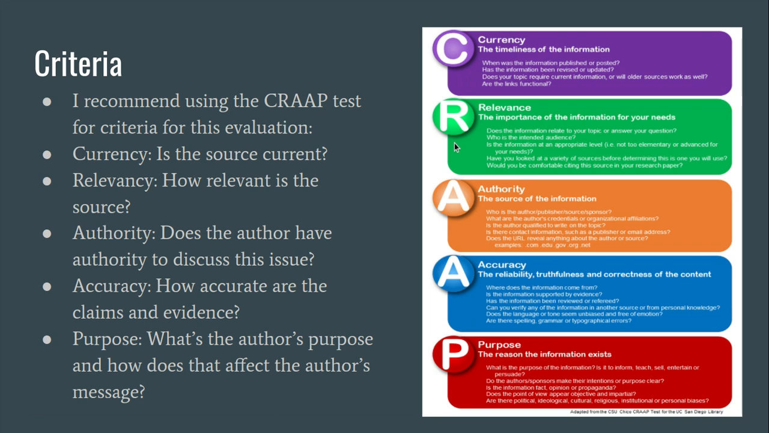The relevance should also be there. So you want to make sure that the information in that particular source is relevant and applicable to your needs, right? Authority refers to the author and their sources. So does the author have the authority to discuss this issue? And is the information that they're using consistently cited? And does it seem to come from credible sources? So authority is very important here.